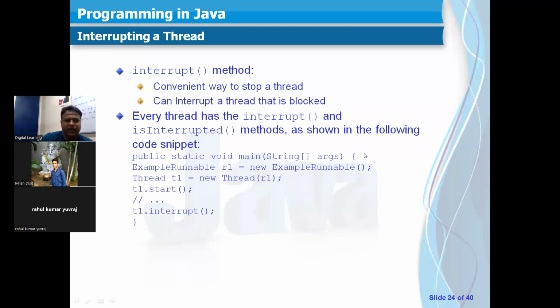Here we are using the interrupt method. The interrupt method is a convenient way to stop a thread. If you want to stop a thread, then the interrupt method is used. If you want to stop or pause a thread for a specific time period, then we use interrupt. So write these two points: T1.start, the thread is started; T1.interrupt, stops the thread.